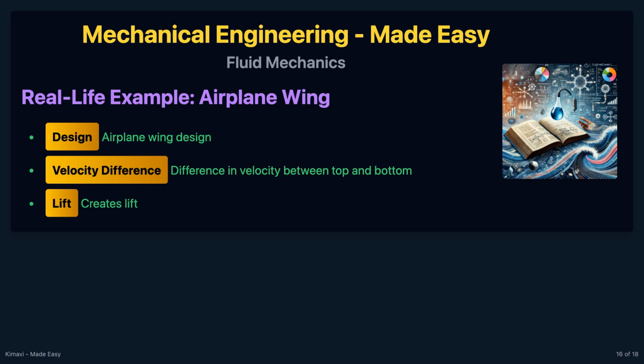The shape of an airplane wing is designed to create a difference in velocity between the air flowing over the top and the bottom of the wing. According to Bernoulli's principle, the pressure on the top surface is lower than the pressure on the bottom surface, creating lift and allowing the airplane to fly.